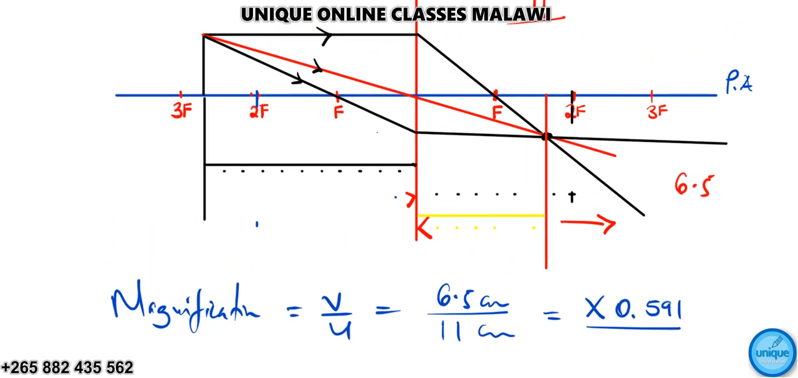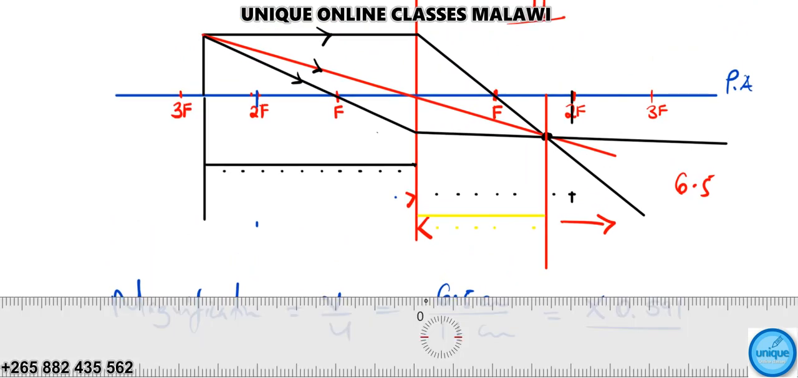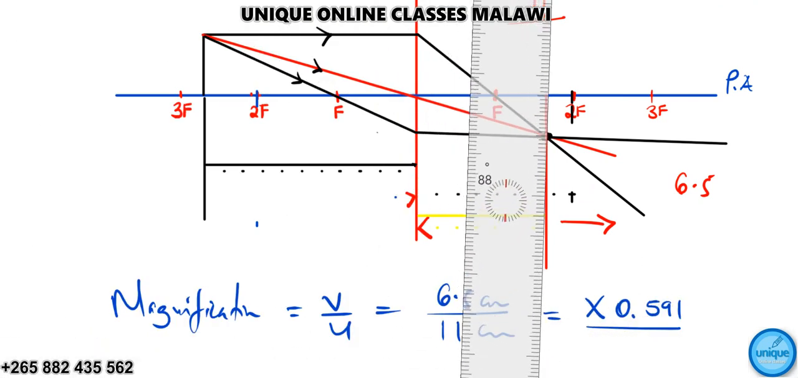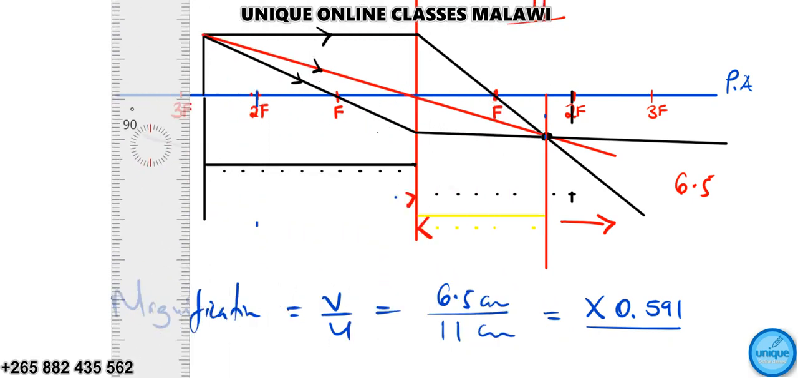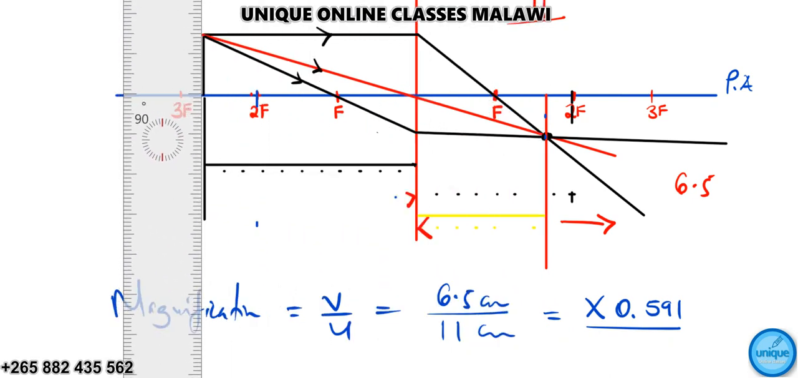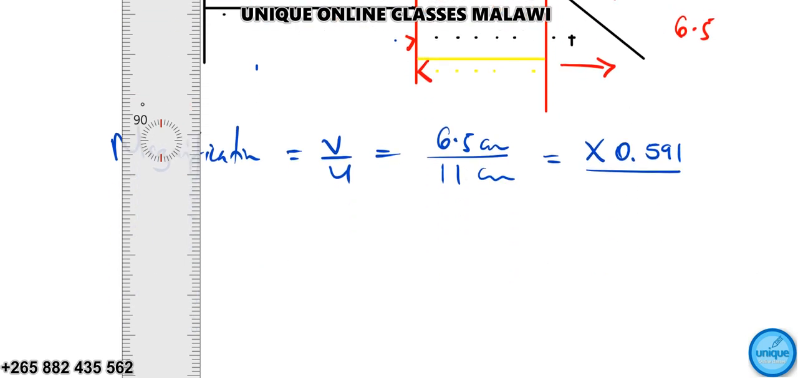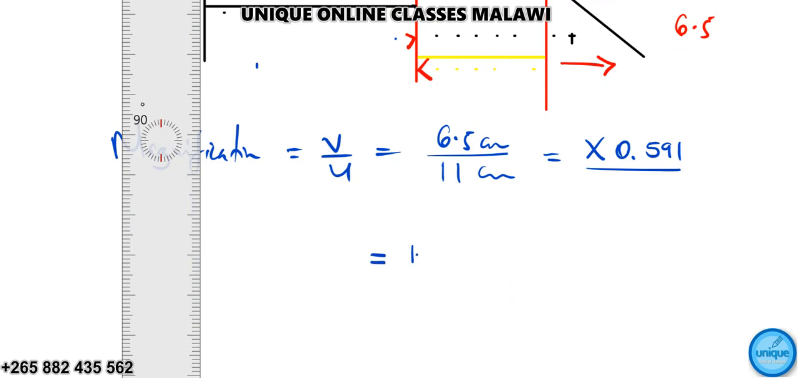What about if you can measure the height of the image as well as the object? So let's measure this height here. So we have number 1 and number 2. Those 3 halves are representing 1.5 centimeters, and those 2 halves are representing 1 centimeter.